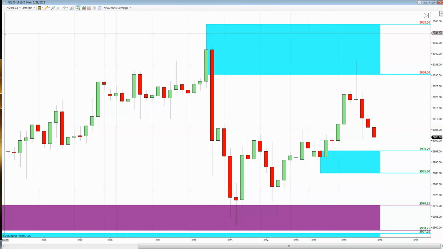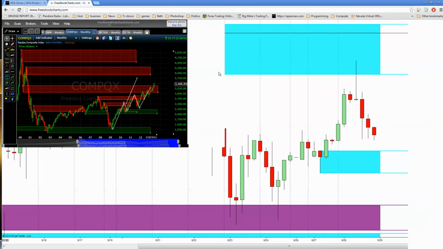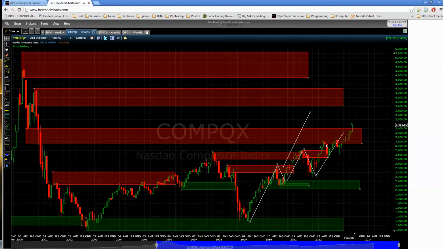And of course, the NQ is making new highs, and has some room to grow on the normal weekly levels. You can see that this thing has really found some decent resistance or supply in this level, but has peaked that level on the weekly charts and on the monthly charts.